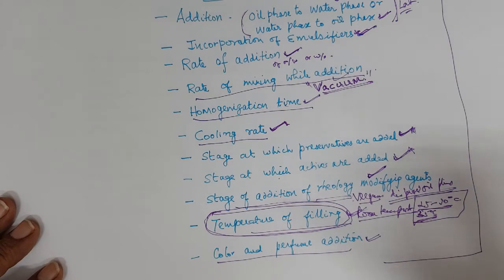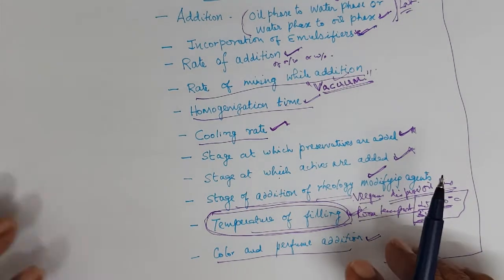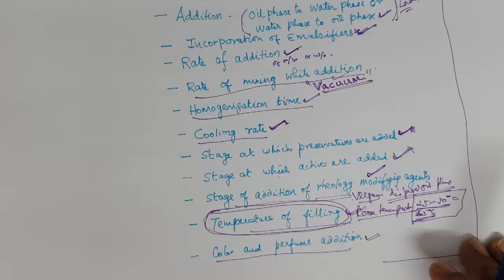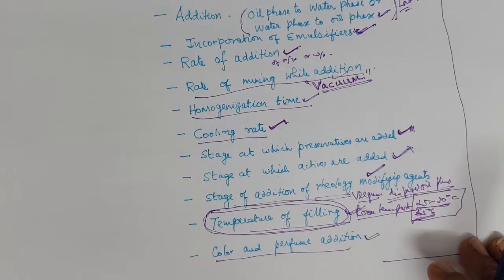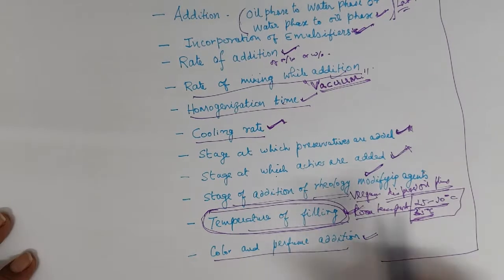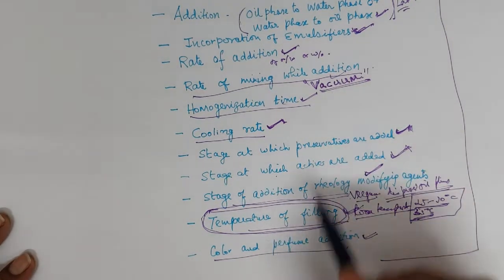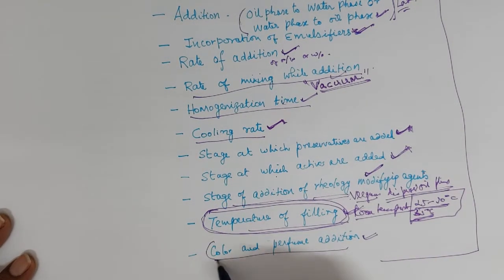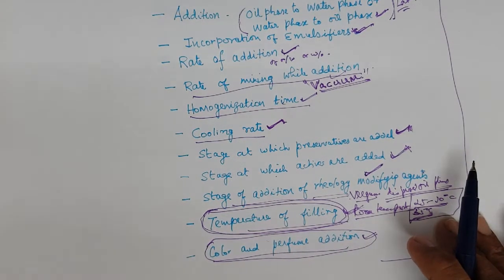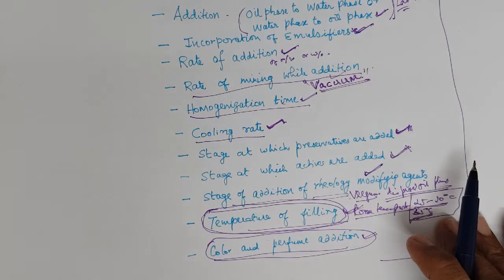If the temperature of filling is 55 to 60 degrees, then you have to design the perfume in such a way that it is stable at that temperature. It has to be a good perfume, and temperature of filling affects most of the other factors also. Then color and perfume addition. Usually color and perfume are added at the end stage, at 45 degrees, and then mixed into the product.